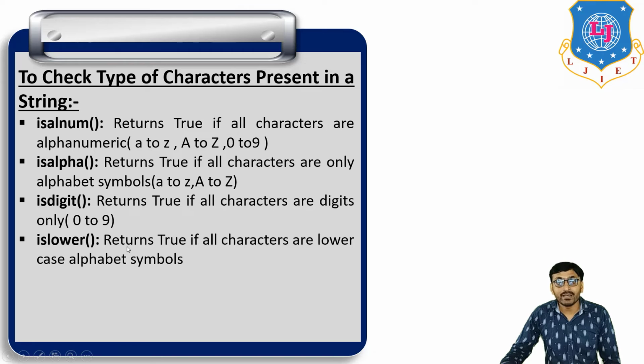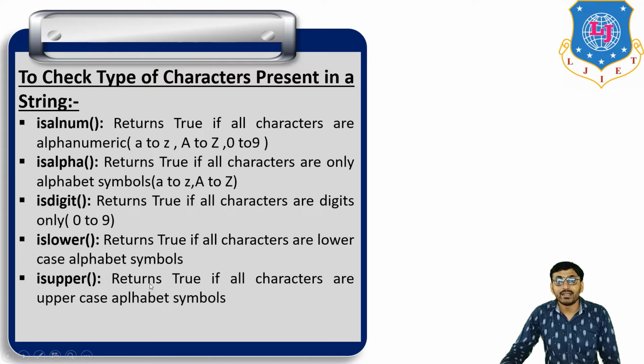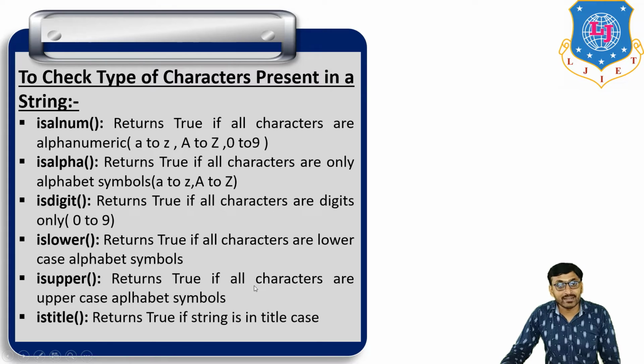Then islower returns true if all characters are lowercase alphabet symbols. If all characters of the string are lowercase, then it returns true. isupper returns true if all characters are uppercase. And last is istitle, which returns true if the string is in title case.